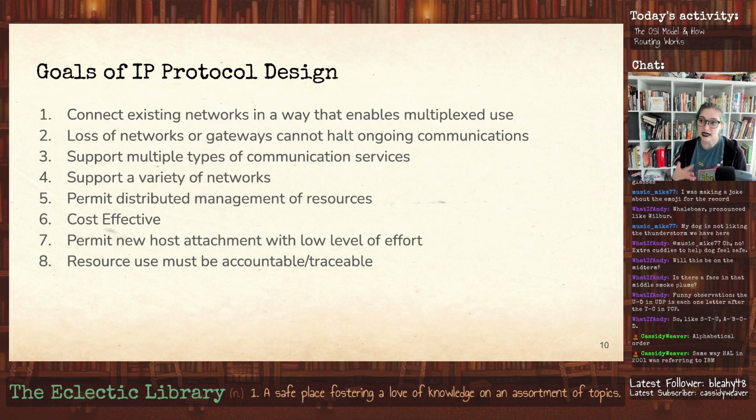So when they had to cut corners to make something higher up work, for example, loss of networks or gateways cannot halt ongoing communications, that means that they didn't optimize it for traceability as much, which was priority level 8.